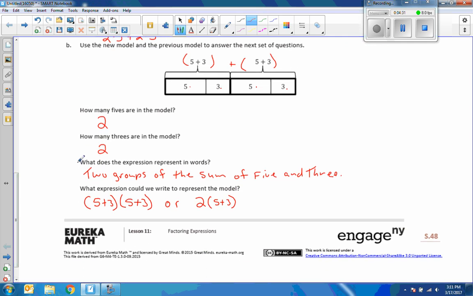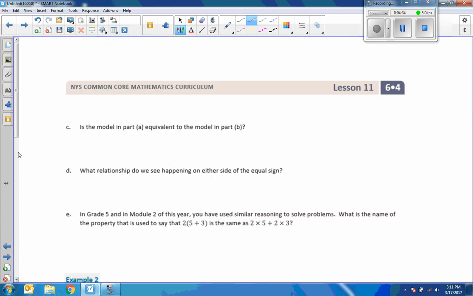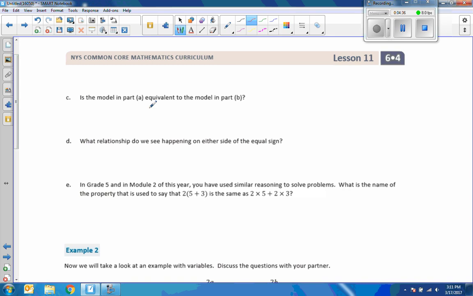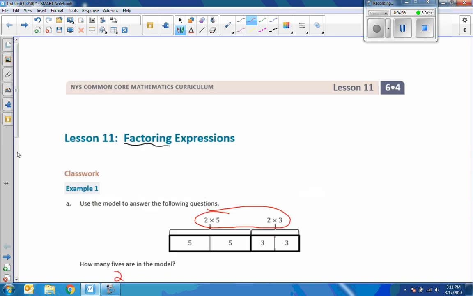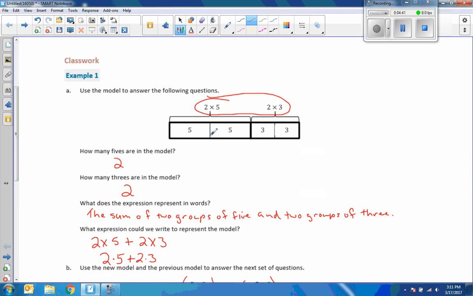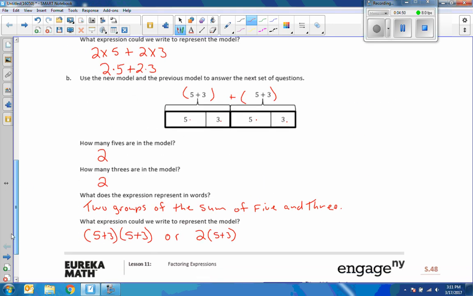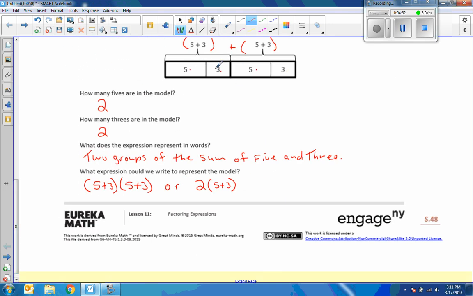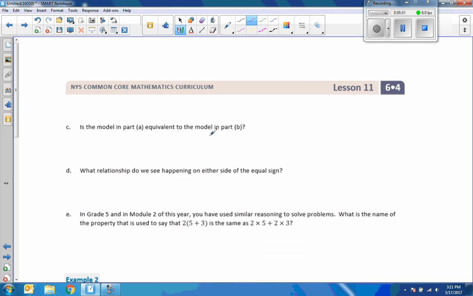Okay, so we're leading up to something here, so be patient. C says, is the model in part A equivalent to the model in part B? So the model in part A, if we were to add all of this up, 2 times 5 is 10, 2 times 3 is 6, 10 plus 6 is 16. If I come down here, I get 5 plus 3 is 8, plus 5 is 13, plus 3 is 16. So they both add up to 16. So is the model in part A equal to model in part B? And the answer is yes.